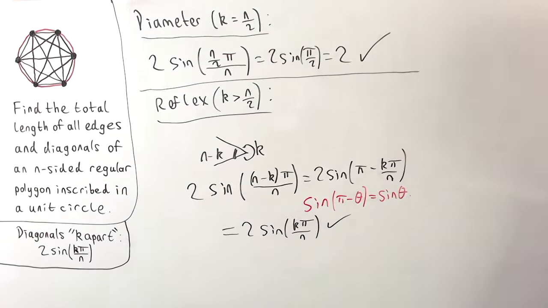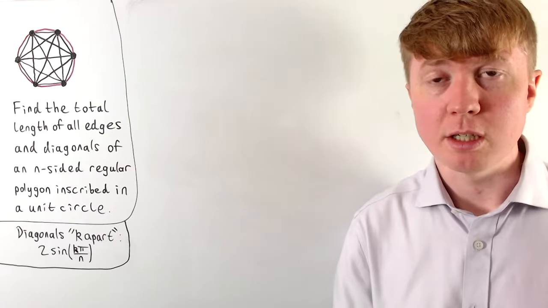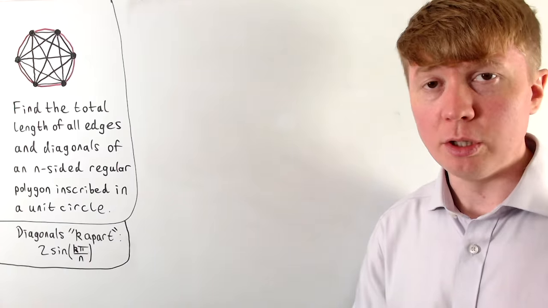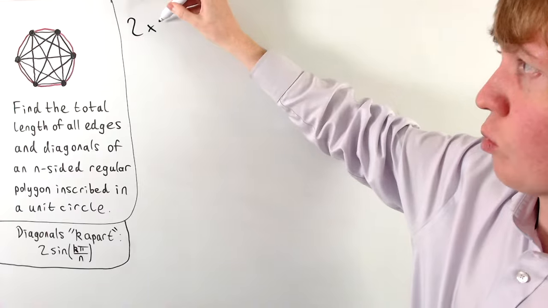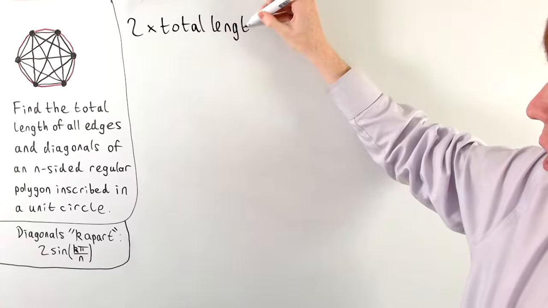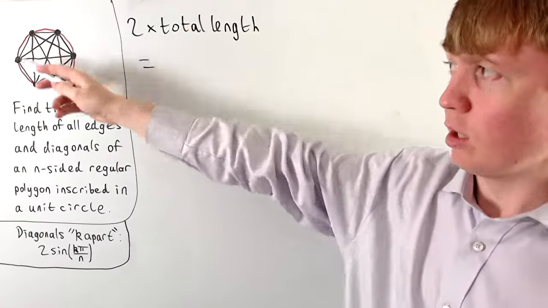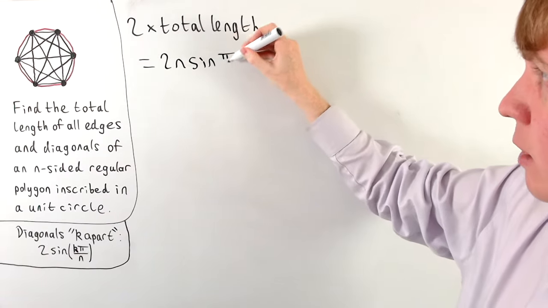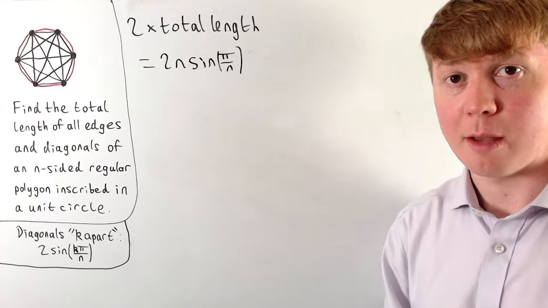And now when we add together all of our total lengths of the edges and diagonals, it turns out it's actually going to be more convenient to calculate double the total length, where we multiply by 2. This avoids having to split into cases where n is odd and n is even. So we're saying here 2 times our total length now. For example, if we start with just our edges, we've got n edges, so we'll have 2n times sine pi over n, remembering that an edge is just effectively a diagonal that's one step apart.